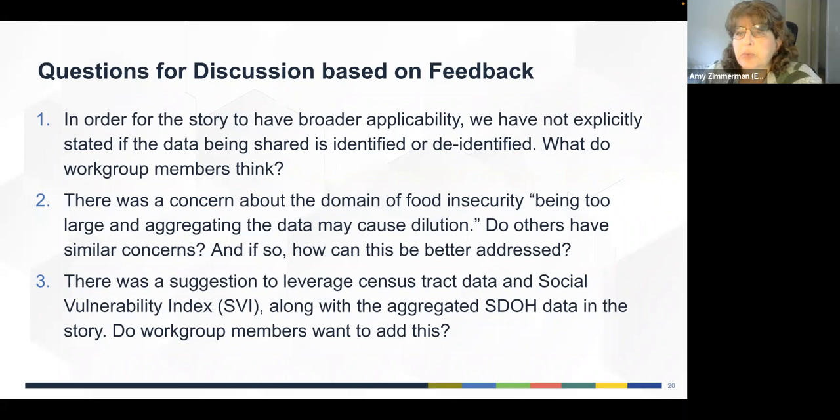Yeah, so we have not really defined that at this point in the use case. So if there are thoughts about that, we welcome your ideas. We're using food insecurity in a very broad way, thinking about it from the point of view of access to food, but we haven't really gotten more specific in defining it. And I can chime in, Amy.